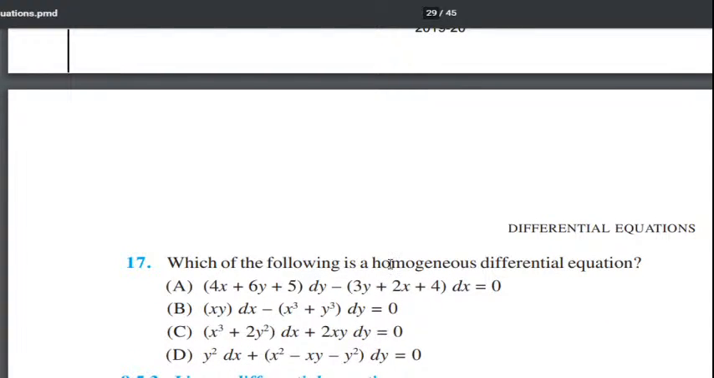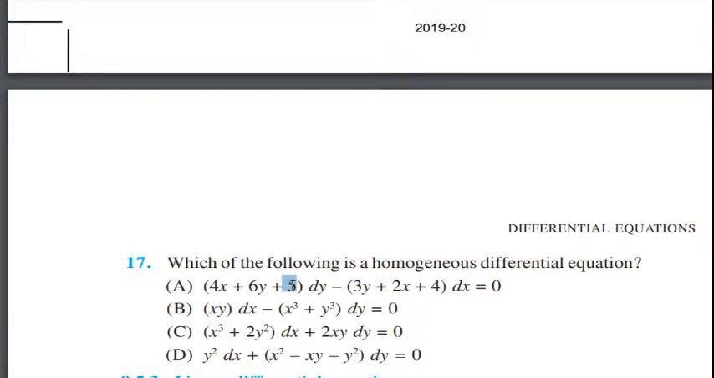Which of the following is a homogeneous differential equation? Tell me, is A part homogeneous? No, A part is not homogeneous because 5 is having no degree, 0 degree, right? 4 having 0 degree. B part, is this homogeneous?